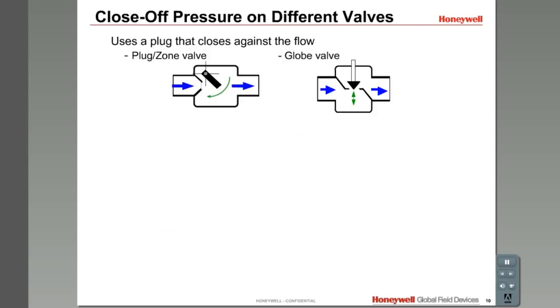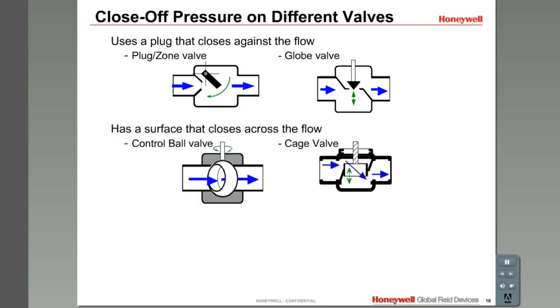With plug valves and globe valves, the close-off ratings depend on actuator power because the plug is pushing against the water pressure. The stronger the actuator, the higher the close-off rating. The actuator of ball and cage valves only has to overcome the friction of rotating the ball or opening and closing the cage, so these valves have the same close-off rating regardless of what actuator is used.